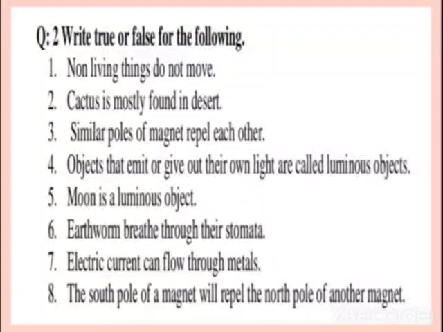So always, similar poles repel each other and opposite poles attract each other. That is true only, no? So similar poles of magnet repel each other. That is true. Now question number 4.